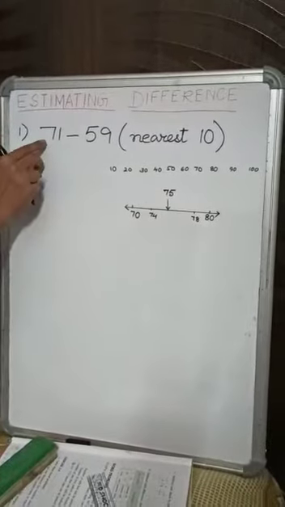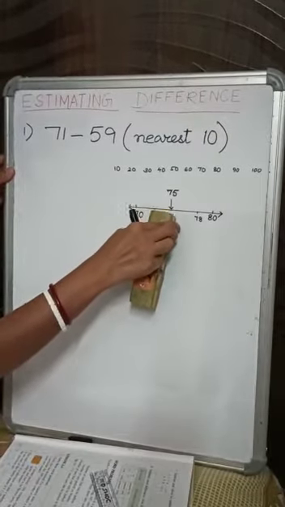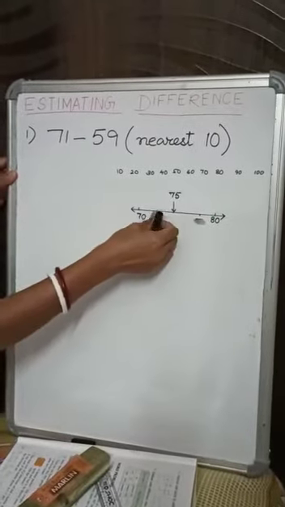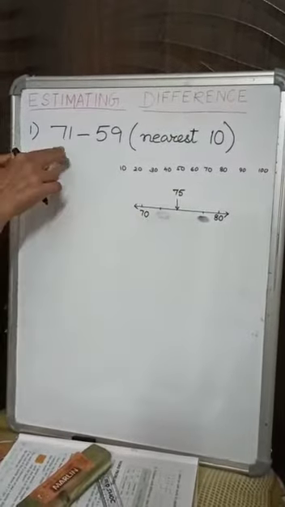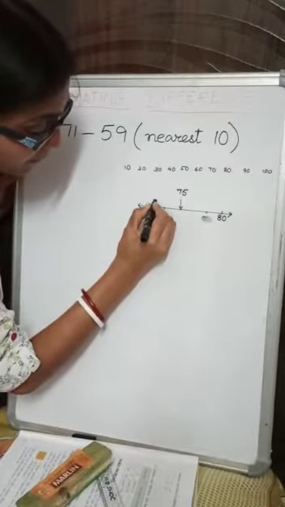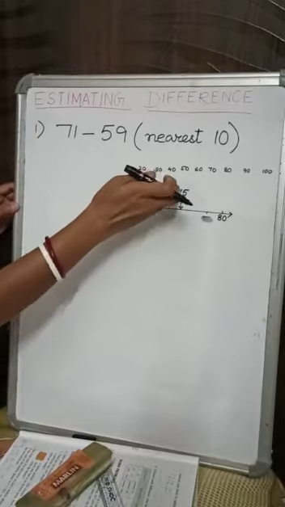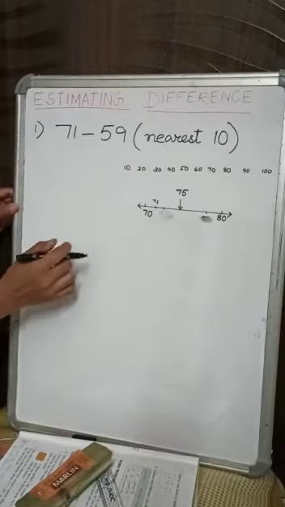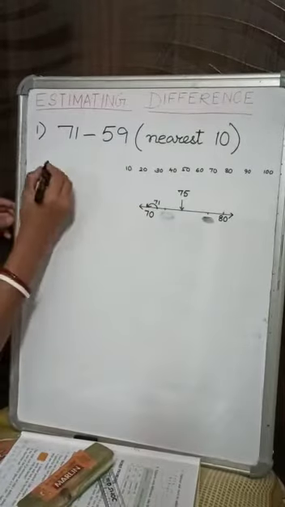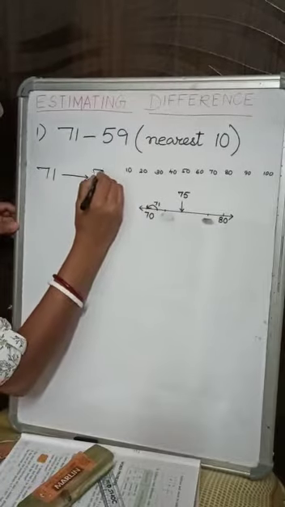Now in our question we have 71. We don't have 74 or 78. So we have 71, which will be lying somewhere here. And since 71 is less than 75, it will be rounded down to 70. So we are rounding off 71, it gets rounded down to 70.